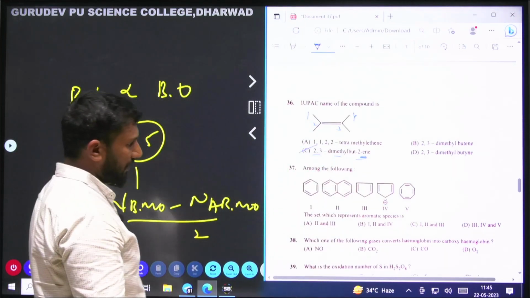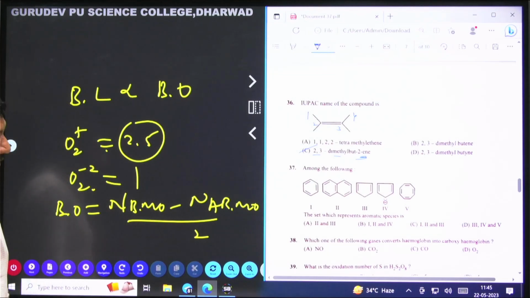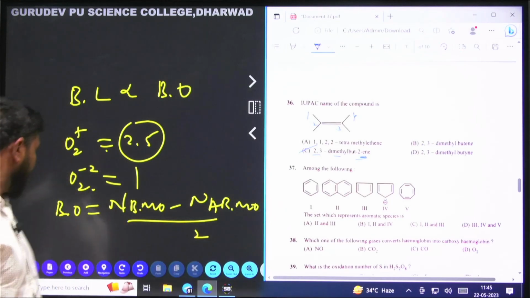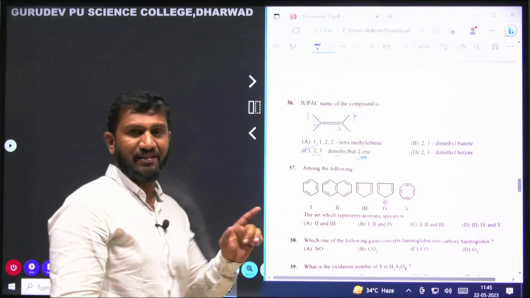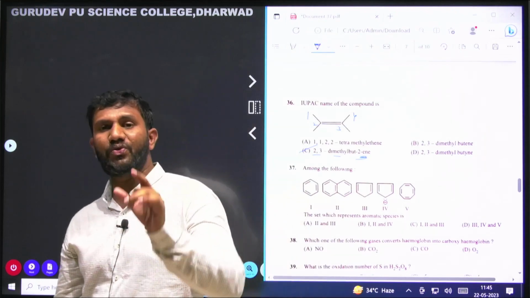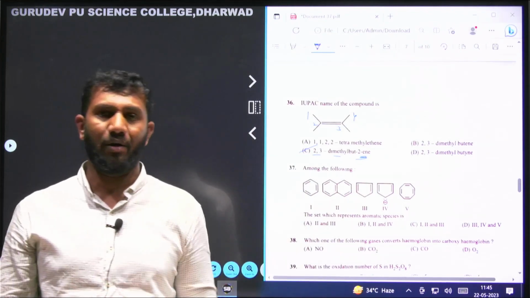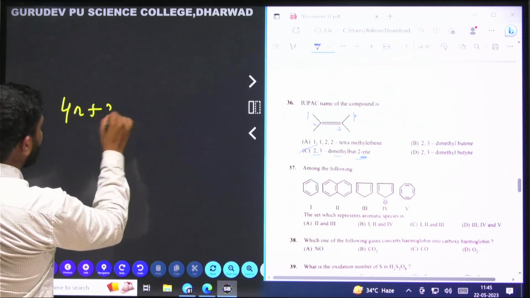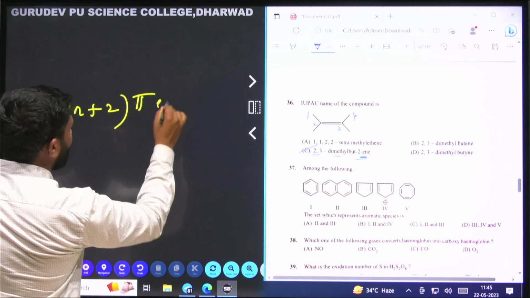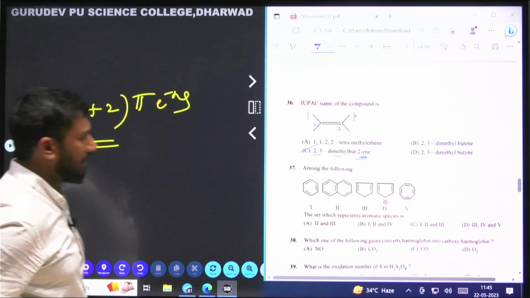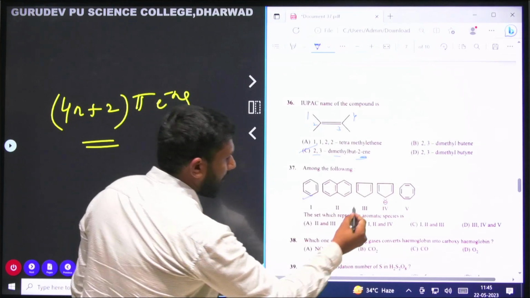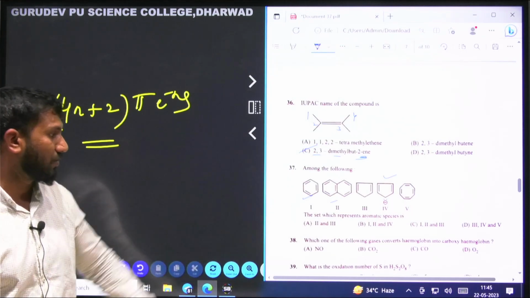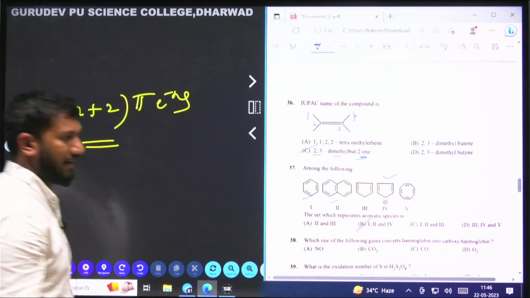Next, among the following, which compound is aromatic and which compound is not aromatic? We know aromaticity means the compounds follow Huckel's rule, and we call them aromatic compounds. Huckel's rule means the 4n plus 2 pi electrons rule. Based on this, compound 1, compound 2 and compound 4 follow Huckel's rule. That's why option B is correct.